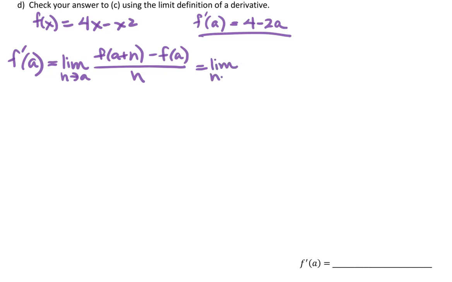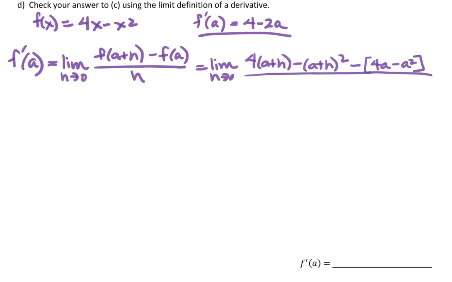So for this formula, we'll get the limit as h goes to 0 of 4 times a plus h minus a plus h squared, and then we need to do minus f of a, which would be 4a minus a squared, all over h. All right, so we have to go one more time through this simplification. If you stopped and did a couple of these, you're probably tired of doing this really similar work, but this is going to show us how to get that general answer without the pattern recognition piece.